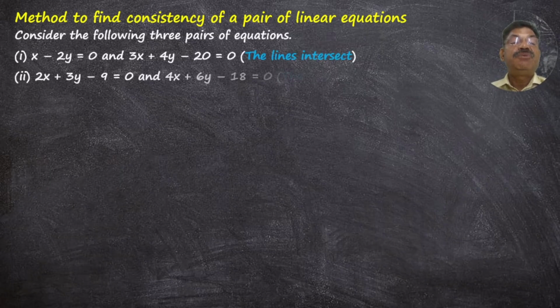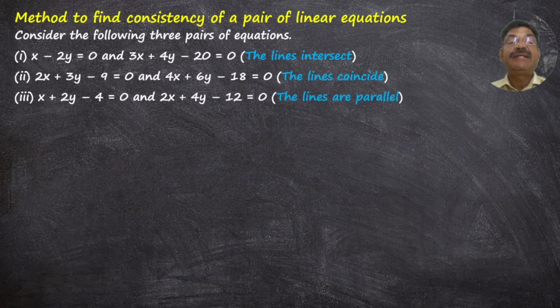Let us consider the following three pairs of linear equations. The first pair, x minus 2y equal to 0 and 3x plus 4y minus 20 equal to 0. If you draw straight lines for these two, we will get intersecting lines. Next, second problem, 2x plus 3y minus 9 equal to 0 and 4x plus 6y minus 18 equal to 0. So the lines coincide. If you observe the equations, you will realize that the second equation is obtained simply by multiplying the first equation by 2. Therefore, both are same. That means the lines coincide. Therefore, they are coincident lines.